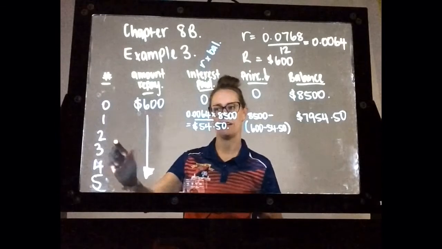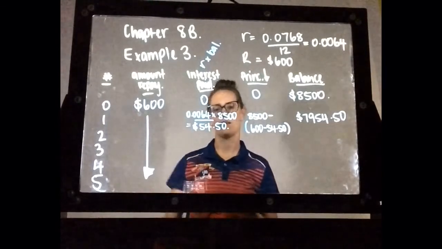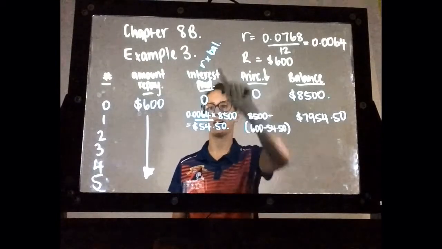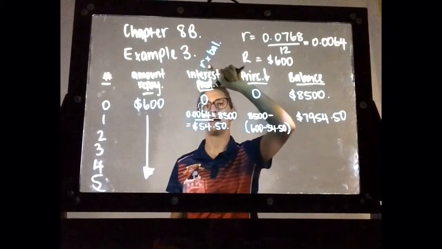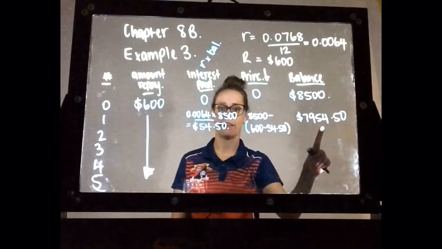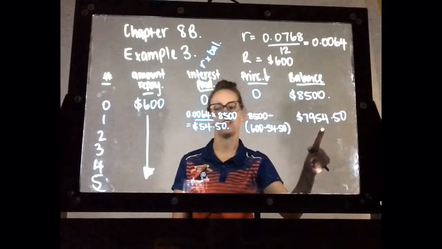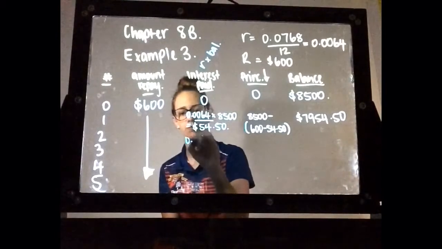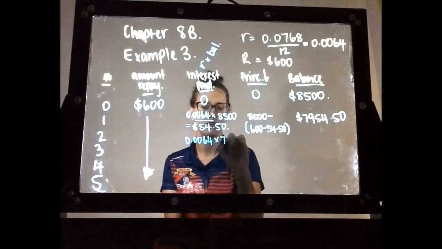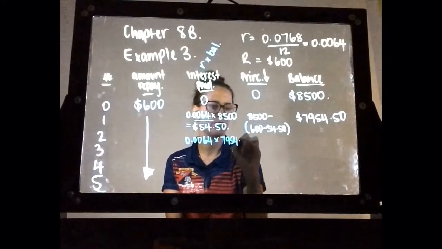We're at our second repayment. Our amount to be repaid will remain the same. Now let's look at the amount of interest we pay. We know that the interest is the rate multiplied by the balance. Our balance now is $7,954.50. So I'm going to have here 0.0064 times 7954.5.